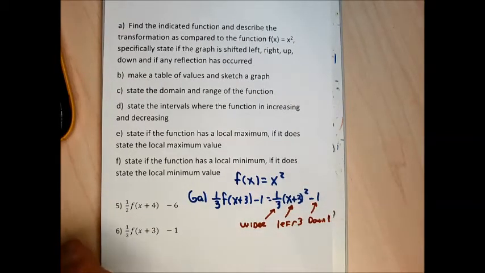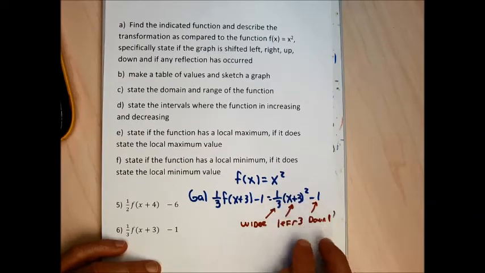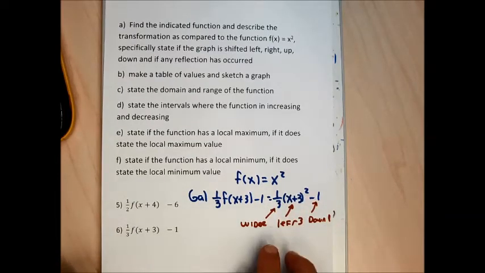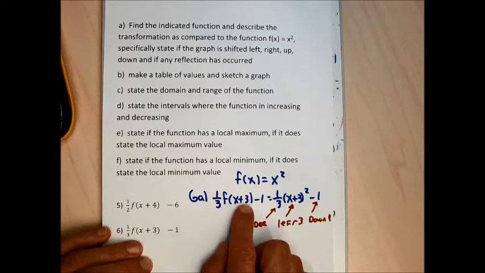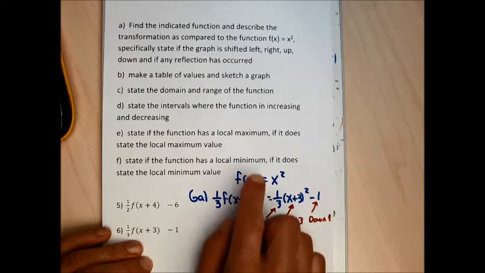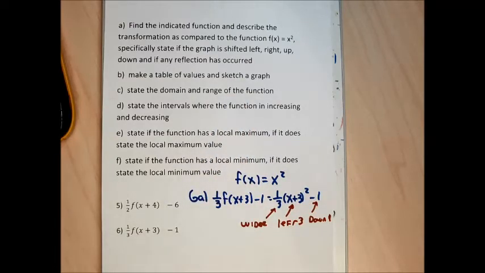So that's everything for part A. I found the function, and I described the movement. The 1/3 in front of the parentheses makes the parabola wide. The plus 3 moves it left. The minus 1 moves it down. Now I'm going to make a table of values and sketch a graph.